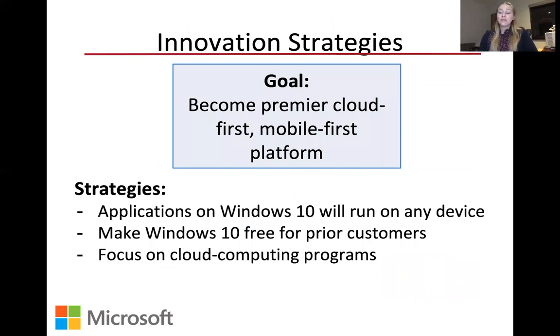So innovation is a very important part of the technology market. And like all other companies, Microsoft has a goal to become a premier cloud-first, mobile-first platform. So Nadella had some strategies that he wanted to implement to make this goal happen. A big part of this was through Windows 10 and cloud computing. For his Windows 10 program, he decided to take a note out of Google's strategy and make Windows 10 free on devices under 9 inches and also free for Windows 7 and 8 holders if they downloaded within the first year of Windows 10 being released.